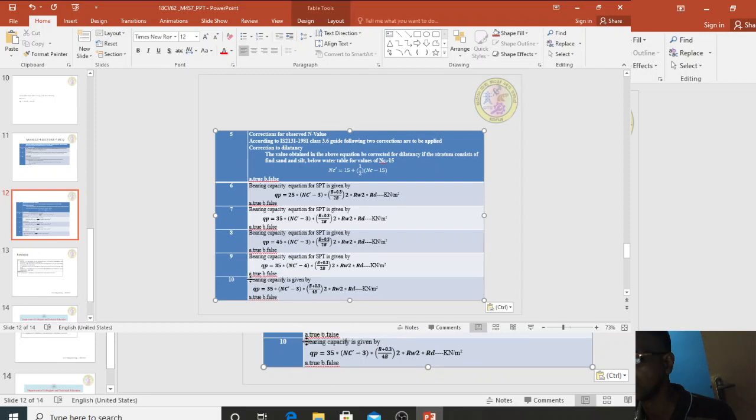Next is 35 into Nc dash minus 3, B plus 0.02 B. Instead of 2B they have given 4B, therefore the option is B. It is not correct.